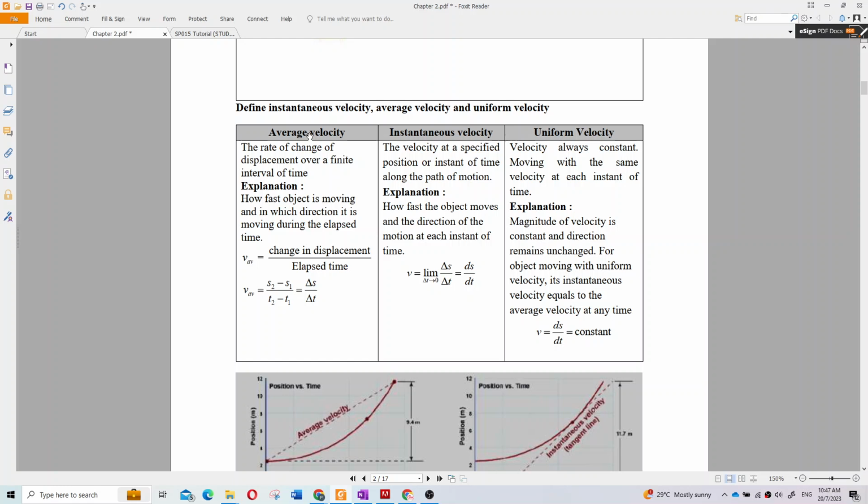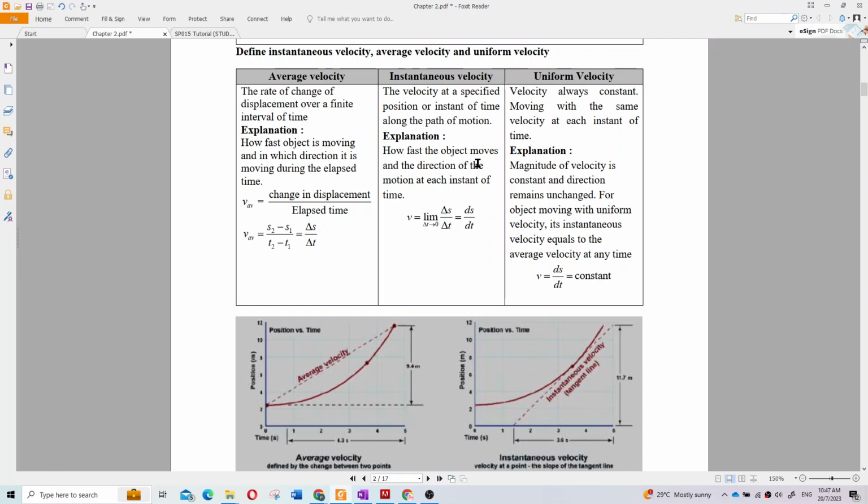Which is what's the difference between average velocity and instantaneous velocity? Uniform velocity means velocity is constant. Yeah, velocity is always constant, not changing. Itu saja. Yang penting antara average dan instantaneous velocity, apa beza dia yang penting ya. Okay, itu saja.